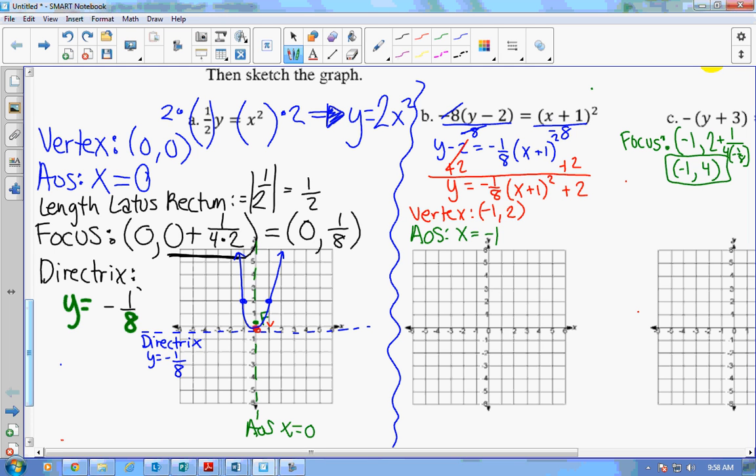Or you could go through the same process for the directrix and do -1, comma 2. The only difference between the focus and directrix, focus is add, directrix is minus. 1 over 4 times -1/8, which we know was 2. So we would get -1, comma 0, because 2 minus 2 is 0.